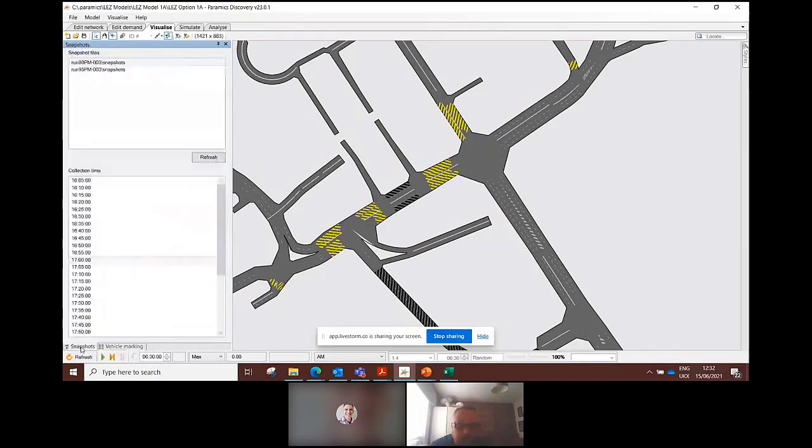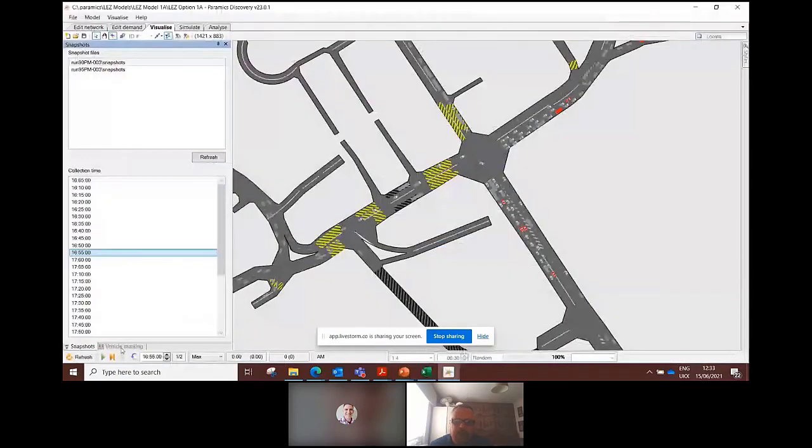Go back to snapshots. I'm not sure why it's not loading. Bear with me. Usual story, it doesn't want to do it when you're showing it live. There we go. Obviously, it's a big model, it takes a minute to load up. It's not wanting to work. Brilliant. I'm not quite sure why it's not loading. I've got the blue circle of death. There we go.